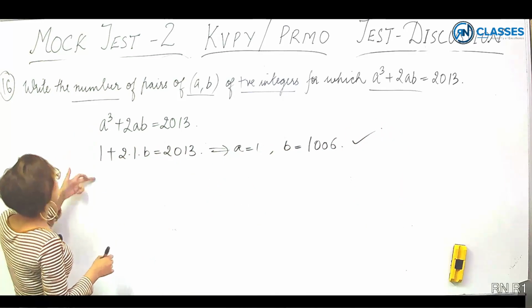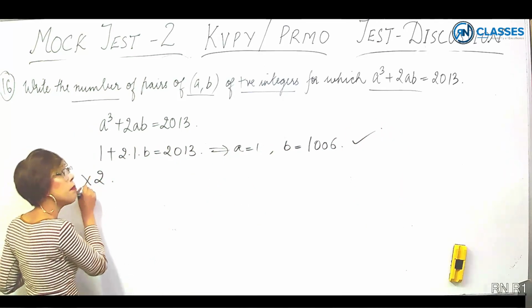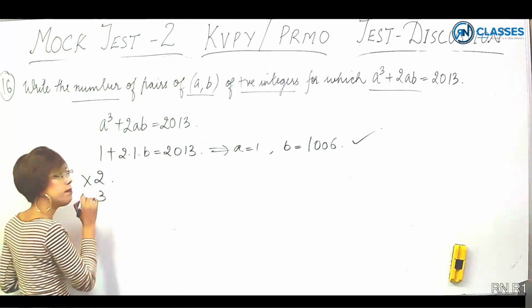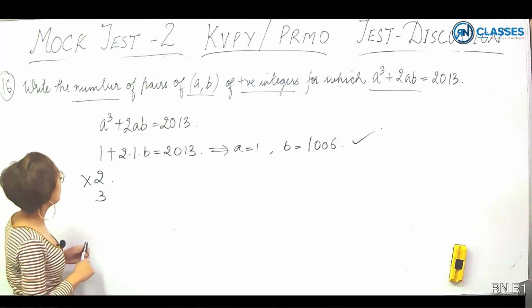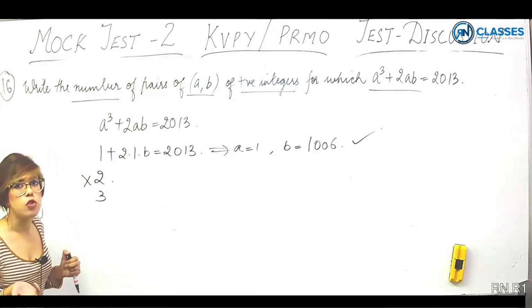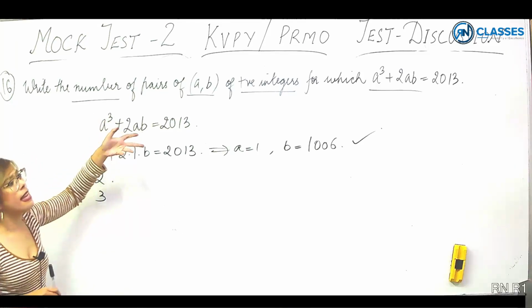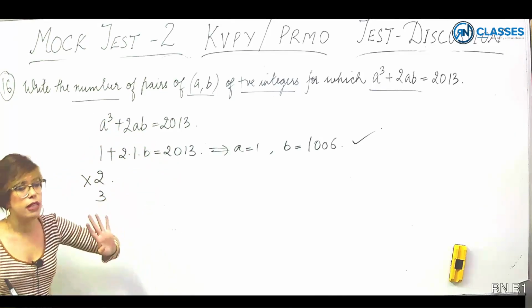Then you can take a as 2. You will not get a solution here because I want b to be a natural number. Then a can be 3 and so on. Now you are saying, so what values do I have to check? Mind that this is 2013.